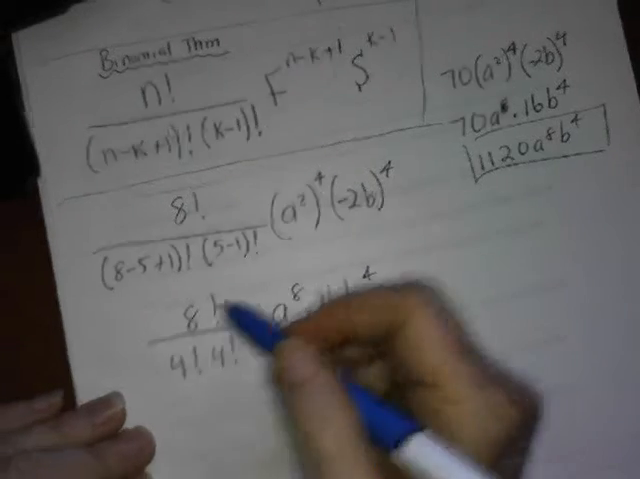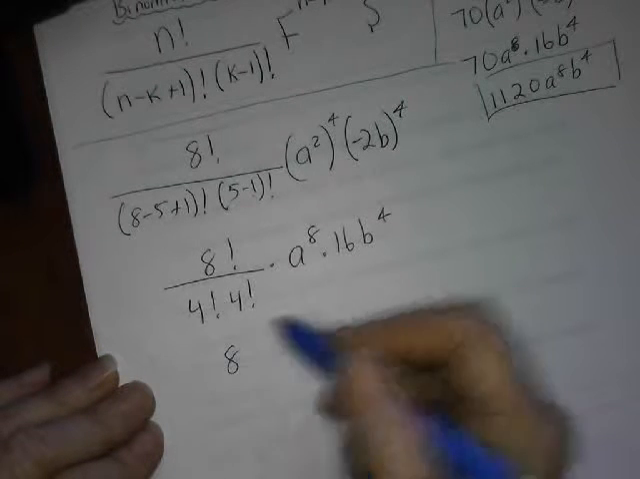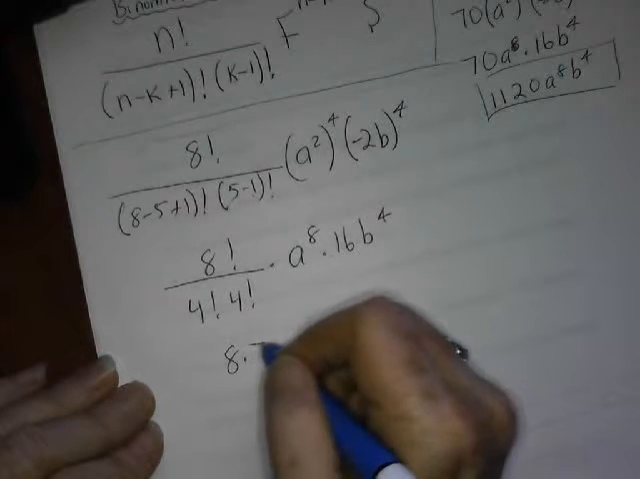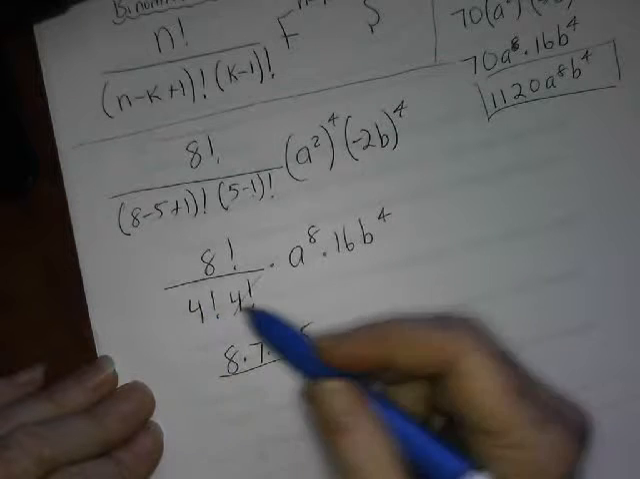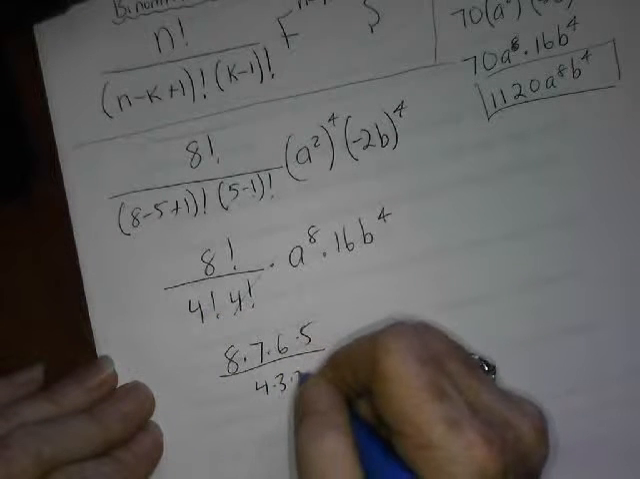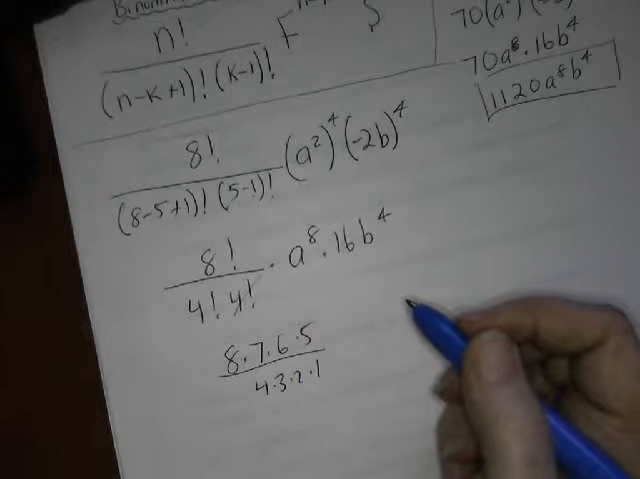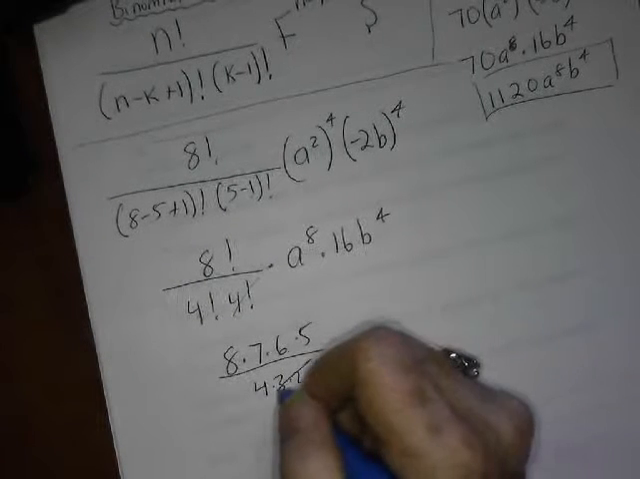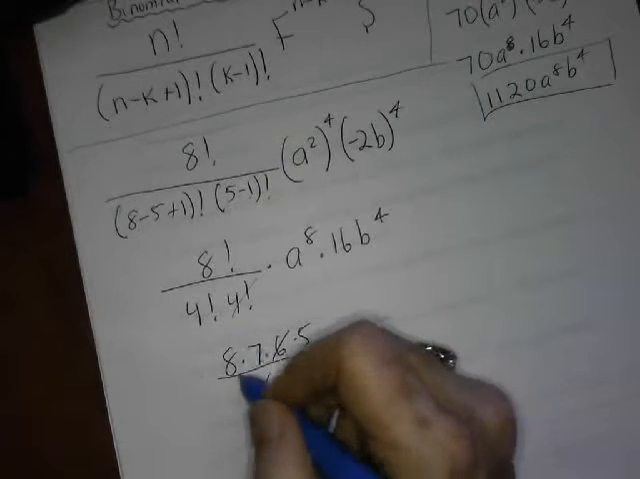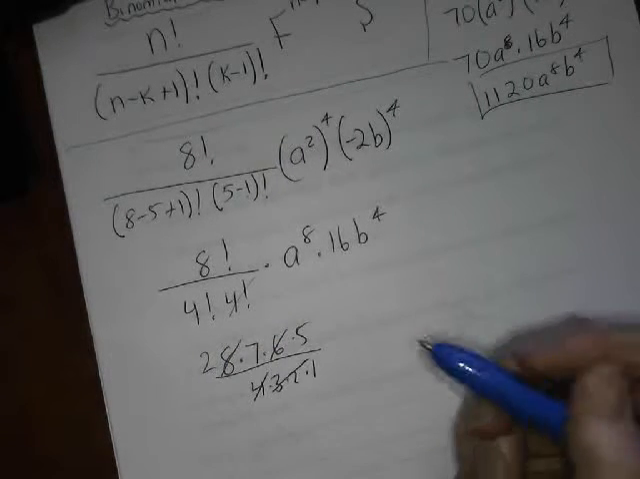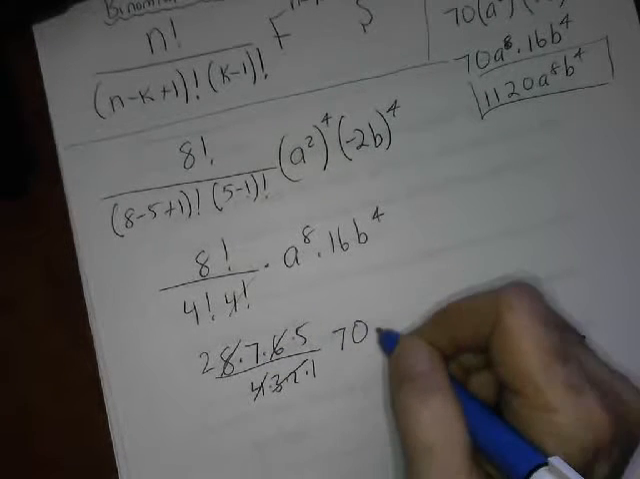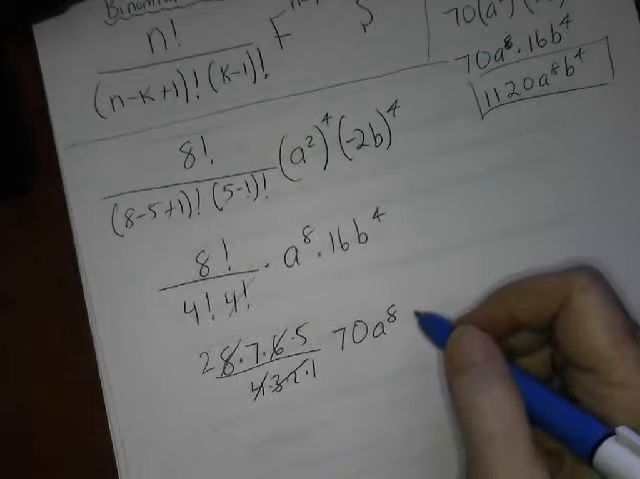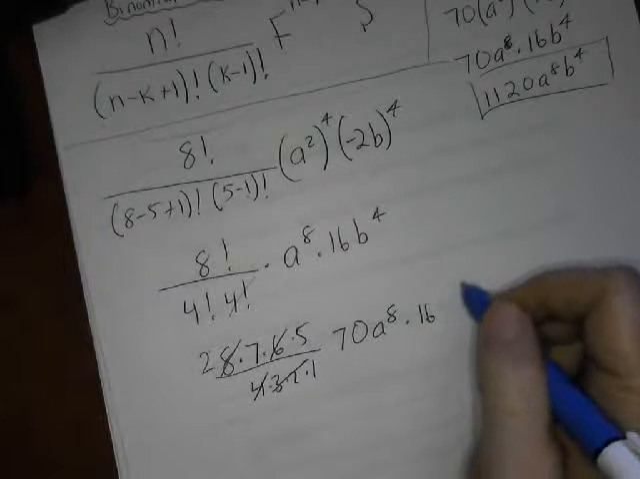Okay, now the 8, well, we're just going to do some fraction math. 8 times 7 times 6 times 5. I don't want to write 4, 3, 2, 1 because I want to cancel with one of these. But for this one, I got to write the 4, 3, 2, 1. And then, let's see, 3 times 2 makes 6, and 4 goes into 8 twice, and 5 times 2 is 10, times 7 is 70. So now I have 70a to the 8th times 16b to the 4th.